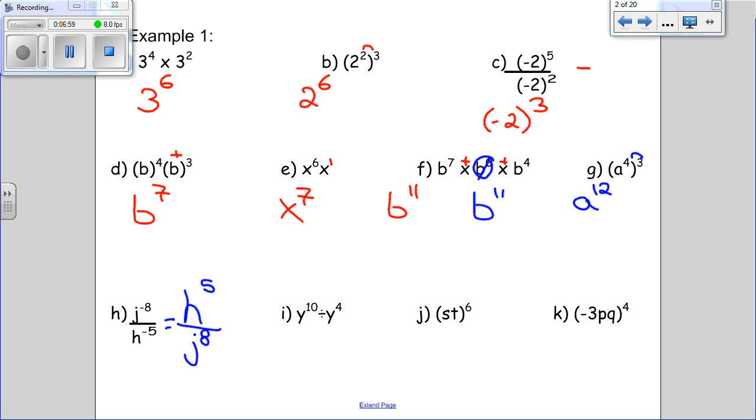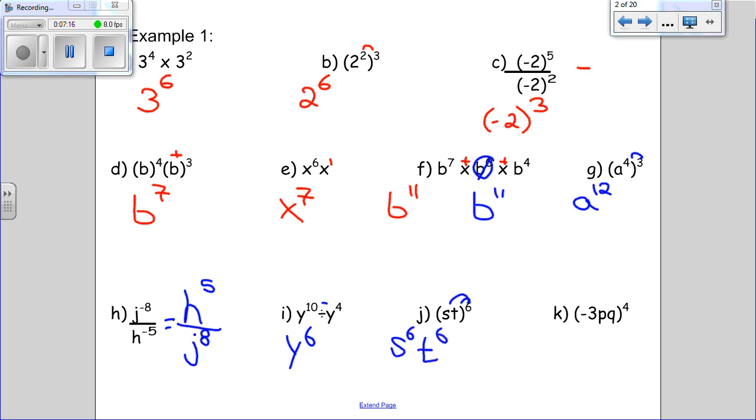For i, that's a division problem, so you're subtracting the exponent, so it's y to the 6. For j, the 6 is coming into the brackets to both things, so it's s to the 6, t to the 6.